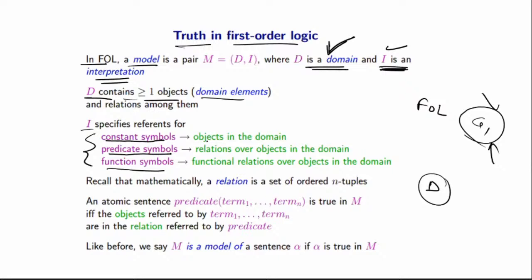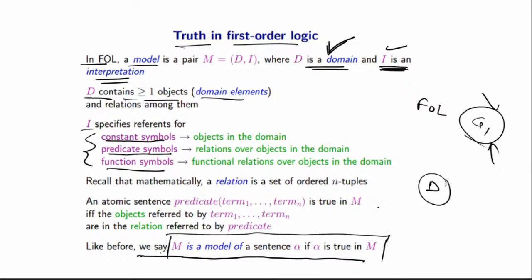logic formula. Okay. And you can see here, M is a model of sentence alpha if alpha is true in M. So this is important. This is the definition of model. Basically he's saying that if you have an environment, then that environment will be called a model of our formula. Our formula is alpha. Let's assume this is our formula.